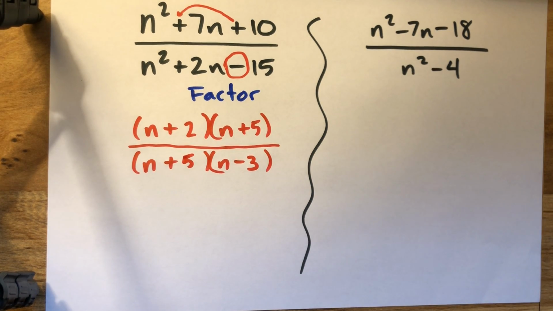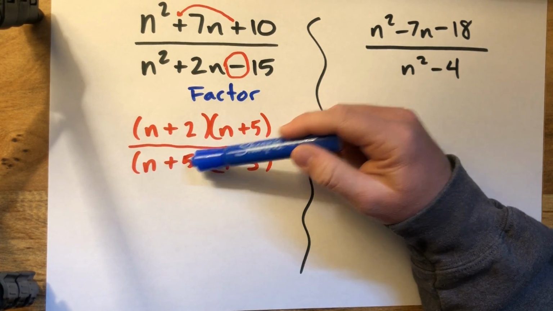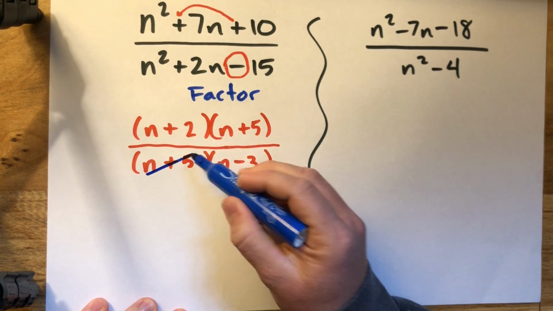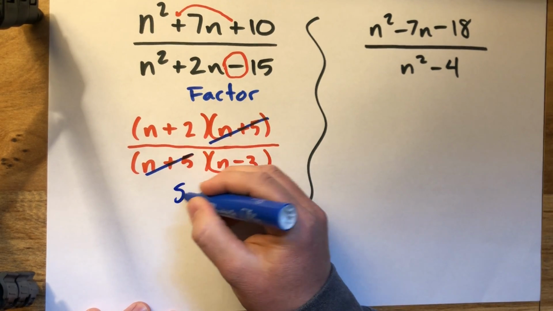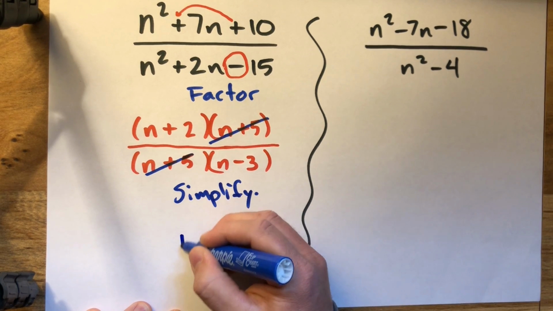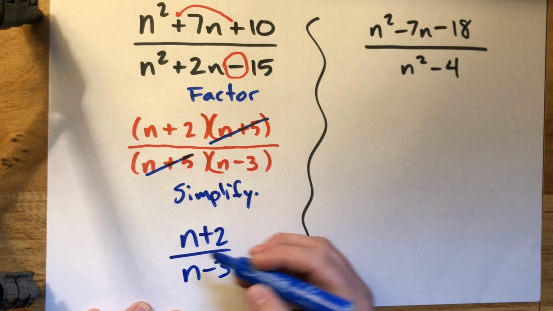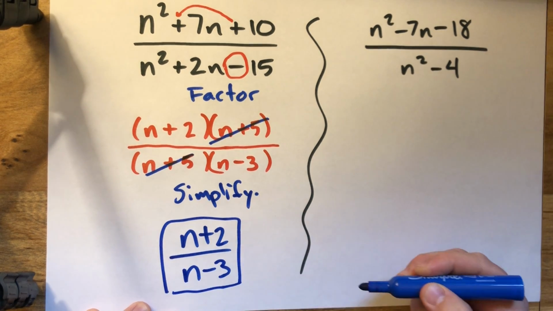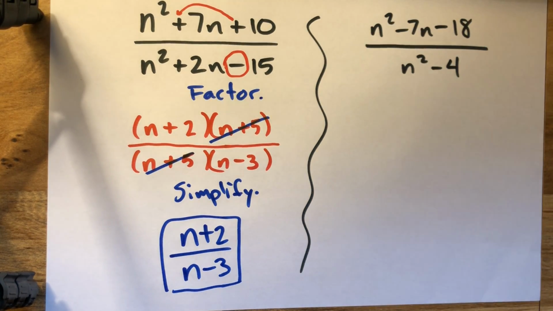Step 2, simplify. Now let's see, can we simplify any of these? We have n plus 2, no. n plus 5, n plus, ooh yeah, n plus 5 and n plus 5 will cancel out. That leaves us, if we simplify, n plus 2 over n minus 3. And that's going to be your simplified version there. Again, just to recap, we factored first and simplified second. Good job.